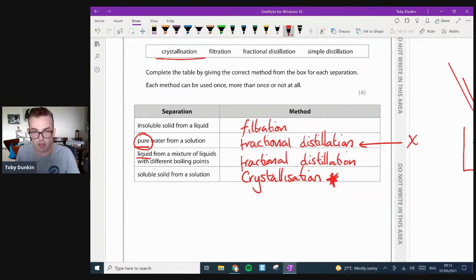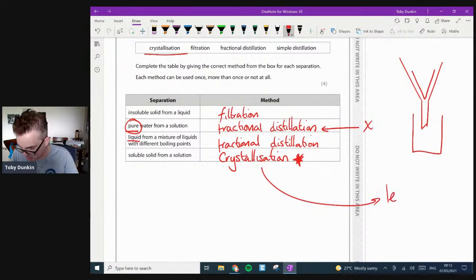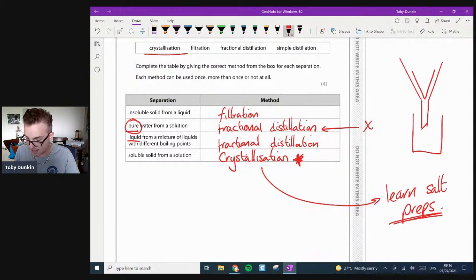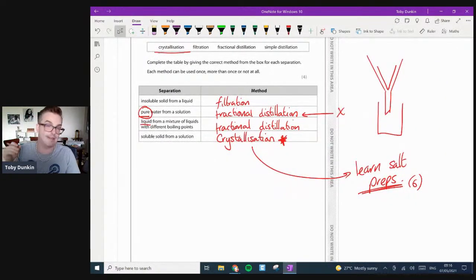If you guys have not learned your methods for salt preps yet, please learn them. Learn salt preps. That is really important, guys, because this is going to be a 6-marker. It's a 6-mark question, and all the students do badly because they don't practice them. Just warning you. If you want the quick points for crystallization, mix the 2 reactants together, stir, heat it usually until the reaction is complete.